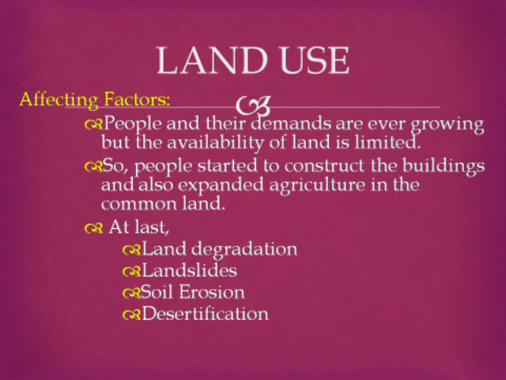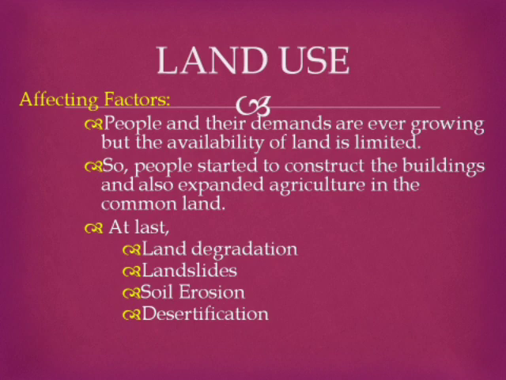So what are the factors that affect this land? People and their demands are ever growing, but the availability of land is limited. So people started to construct buildings and also expanded agriculture in the common land. At last, we face land degradation. Land degradation means land pollution, landslides, soil erosion, then desertification.